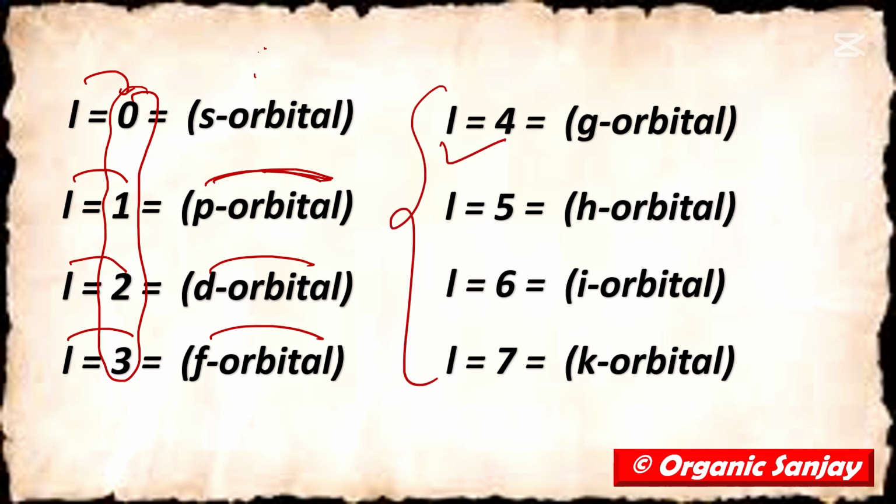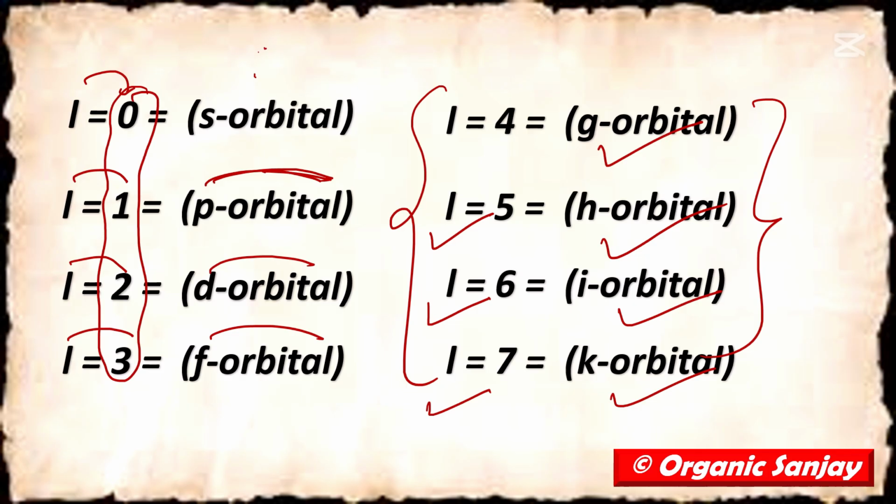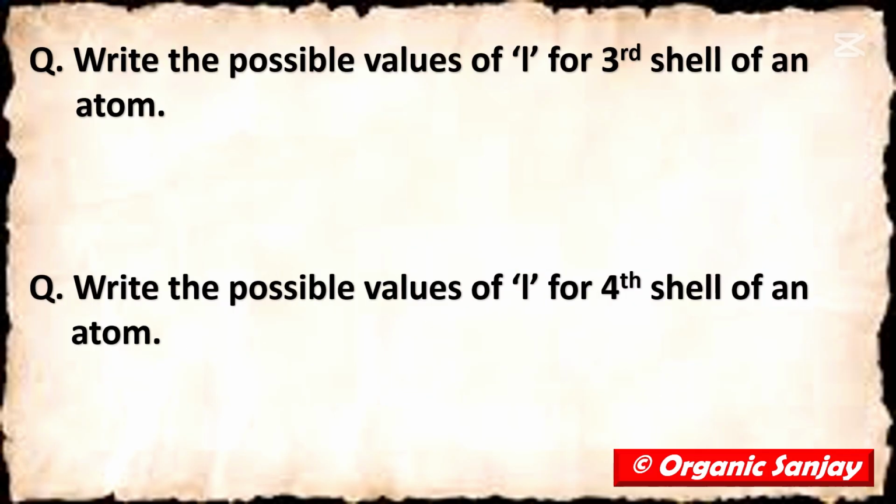Now, if L is equal to 4, it means g orbital. L is equal to 5 means h orbital. L is equal to 6 means i orbital, and L is equal to 7 means k orbital. Generally, these are very rarely used. There are two questions. You try this by yourself and show it to your teacher. Let me do one for you. The next you do by yourself.